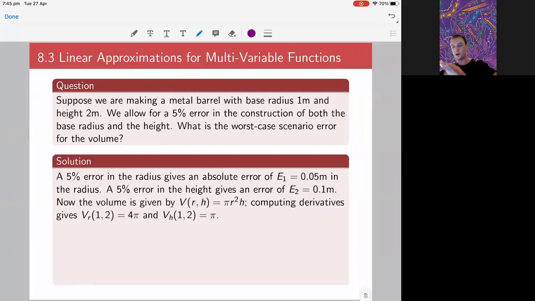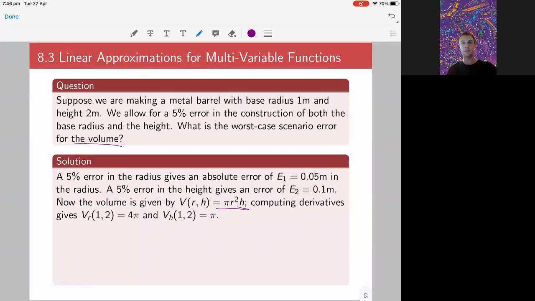Okay, well, what are we trying to do? Errors in the volume. I'm sure you might all be aware of the volume of a cylinder, which is pi times the radius of the base squared, pi r squared, and then you need to multiply by the height. Okay, so that's the volume.